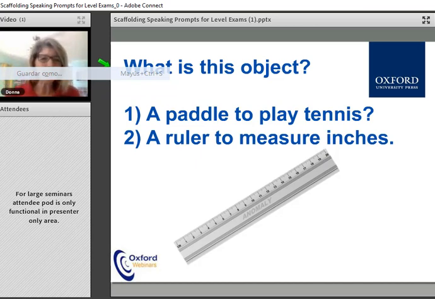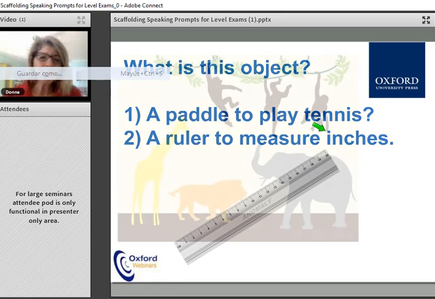Now we've done a few things here. We've given them some academic language, a paddle to play tennis. They're going to have to remember what that is. And we're also opening up the subject of the difference between the international and the metric system. So it's a great way to start talking about inches and centimeters. All right. And so, as you say, Karim, it's not inches, it's centimeters, but it opens up the whole topic. Okay? All right. So those are some examples for level 1.